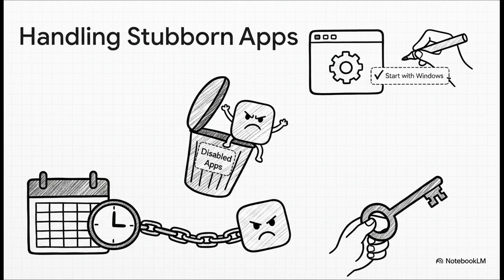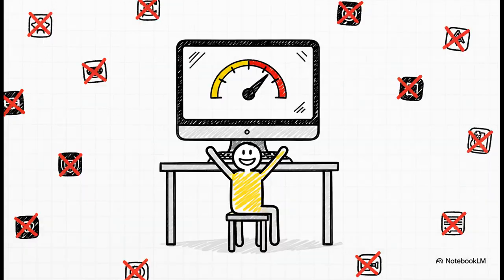If that doesn't work, some of the really stubborn apps use a background thing called a task scheduler job to relaunch themselves. You'll have to dig into the Windows Task Scheduler itself to find that specific job and shut it down for good. And there you have it.